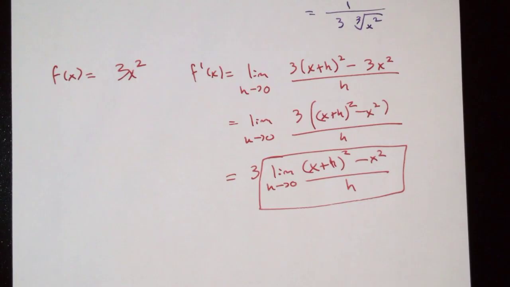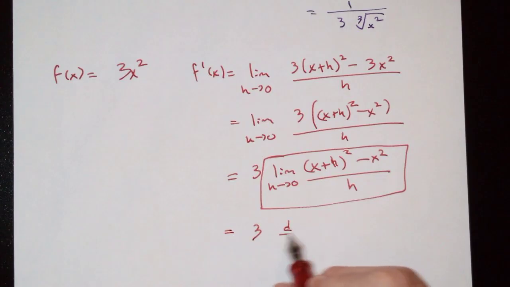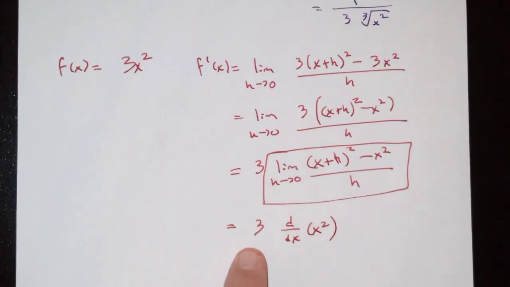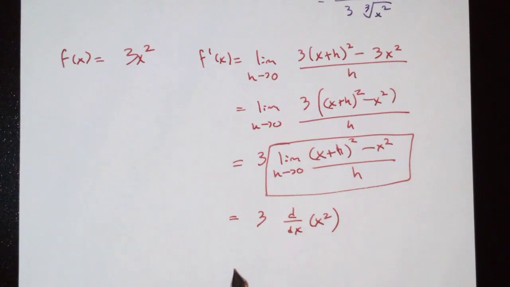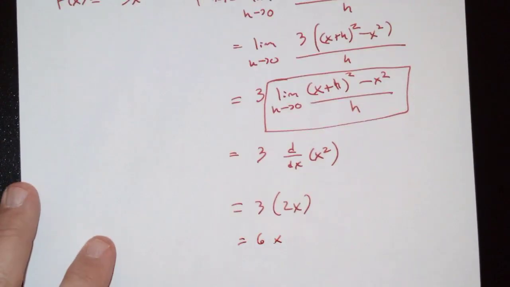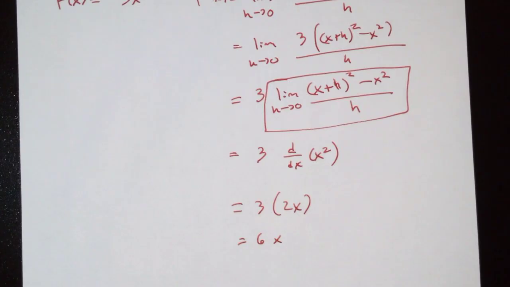So basically, I kind of took the 3 and stuck it out front and said I can ignore it, just do the x squared. What's the derivative of x squared? So the correct answer here is 6x. If I just have a number multiplied, then I don't have to worry about the number at all.